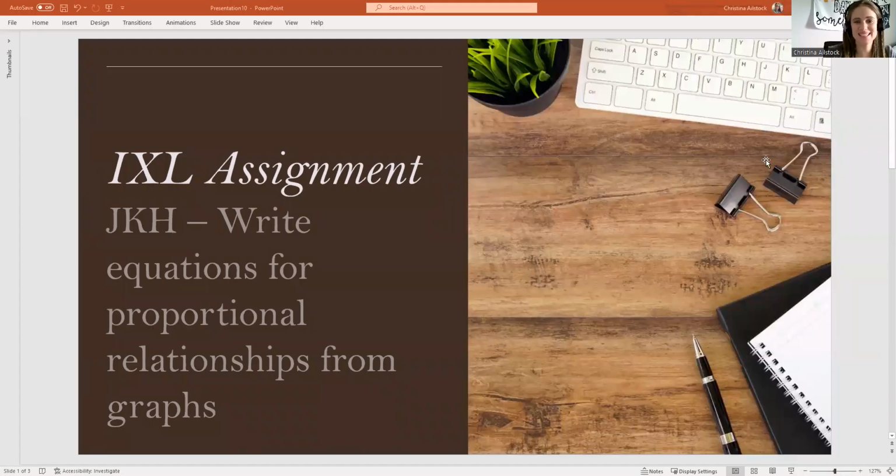Good afternoon. Today we are going to work on writing equations for proportional relationships when we're given a graph. And this lines up with IXL assignment JKH.